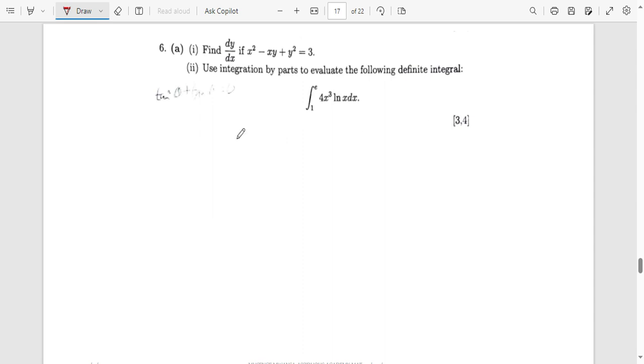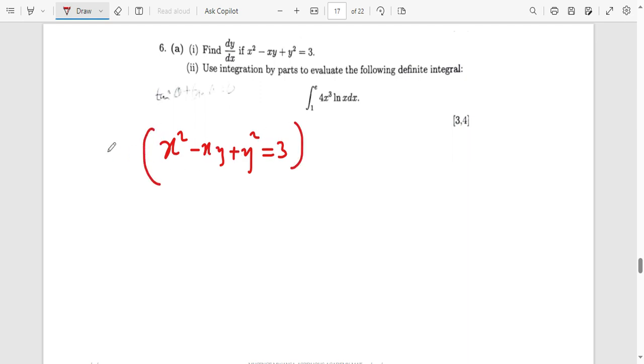Find dy over dx given that x squared minus xy plus y squared is equal to 3. This question, if you saw in the previous class, should have been on question 3. I don't know if they didn't want people to escape from it. They give it at question 3 somewhere there and then they've brought it here also.